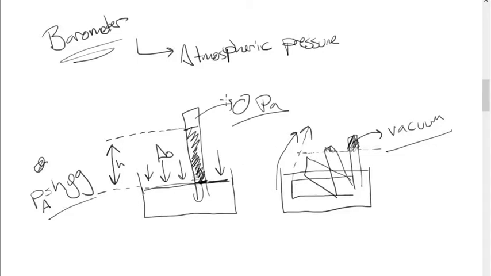Alright, common questions that they ask. What would you see if the tube was wider? What would you see if you use a wider tube? Same, it would go up to the same height, right? Again, because cross-sectional area has no function in this equation.